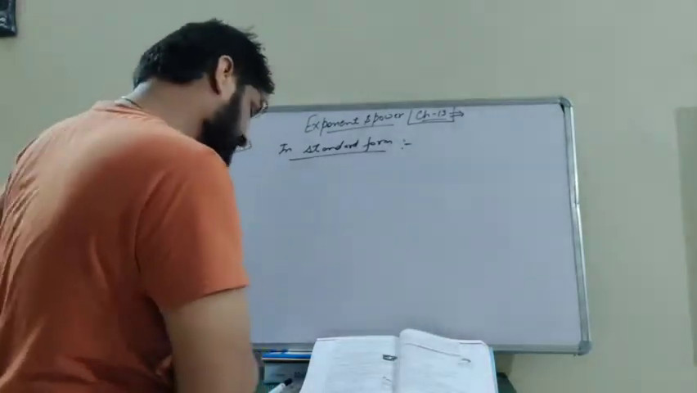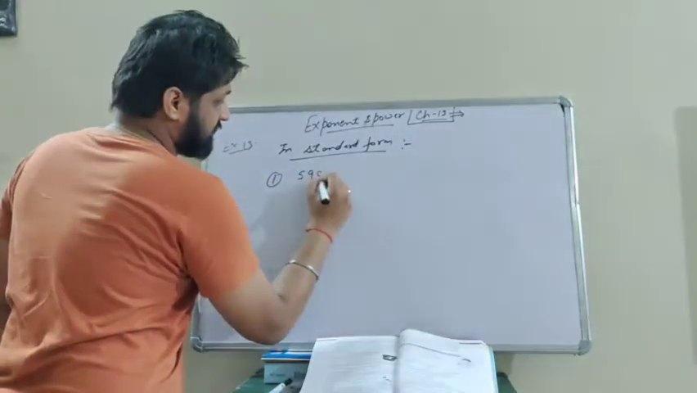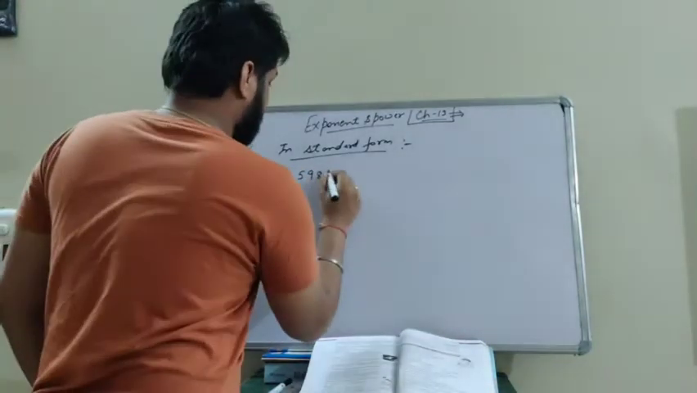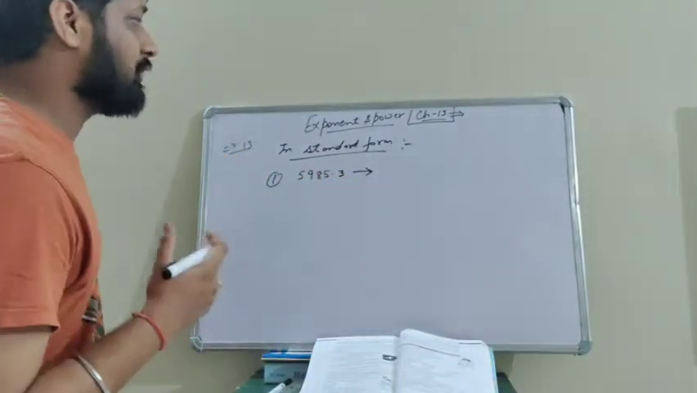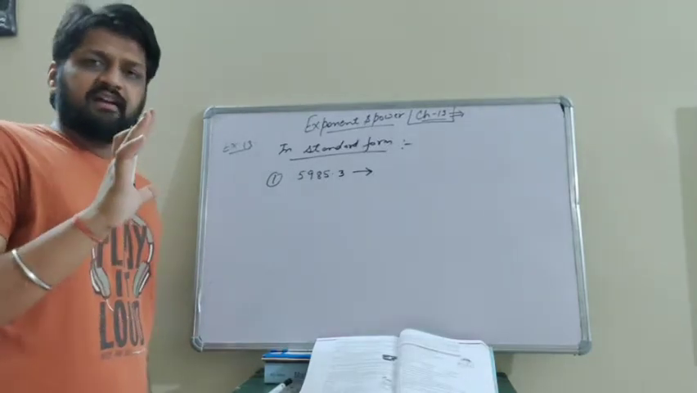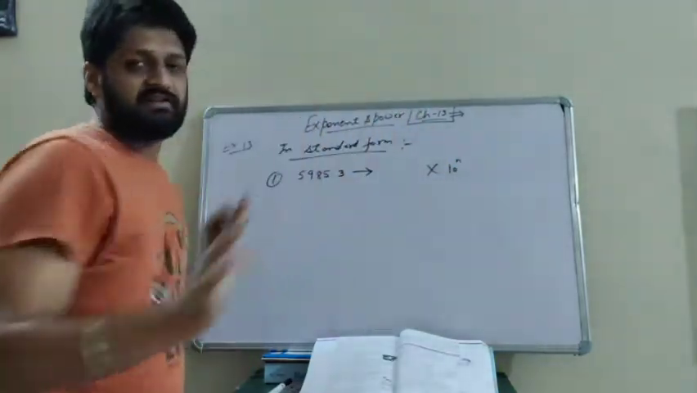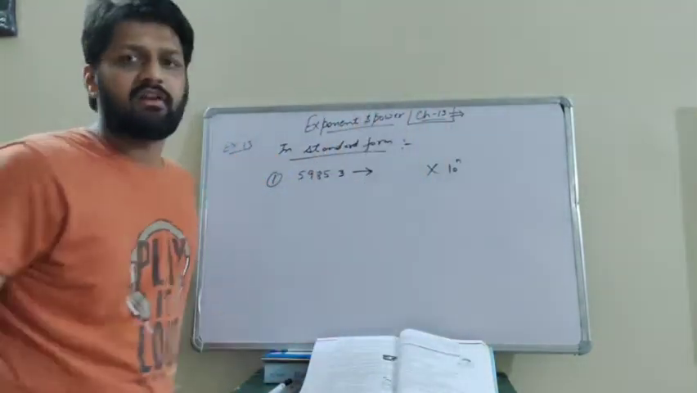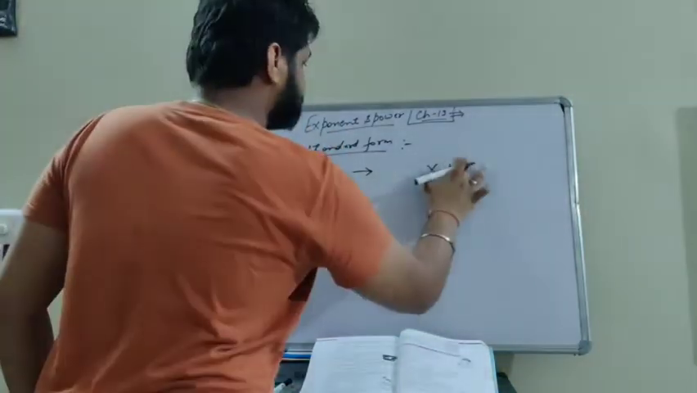Now the first number is 5985.3, and we have to convert it into the standard form. Standard form means any number consisting of 10 raised to the power n in multiplication, where n may be any value of the exponent. So we have to convert it into that form. How will we convert it?